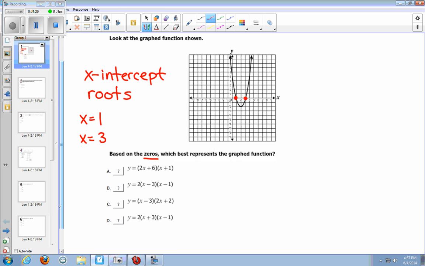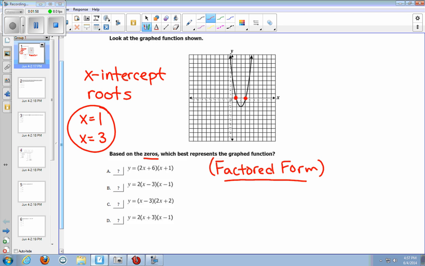If you take a look at your answer choices, these are all in what we call factored form. And all this means is that if you were to FOIL or double distribute or use the box method on these problems, it's going to create that normal quadratic function that we look at. But there's a really handy relationship between roots or zeros and factored form. In fact, they're opposites.